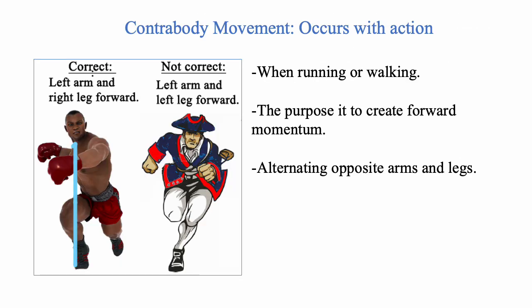Now, how does contrapposto differ from contrabody movement? Contrabody movement occurs when we run or walk, and the whole purpose is to create forward momentum. So when the left arm is forward, then the right leg is forward. If both the left arm and left leg were forward, this figure would fall over.